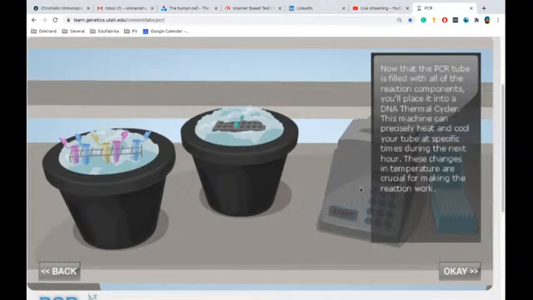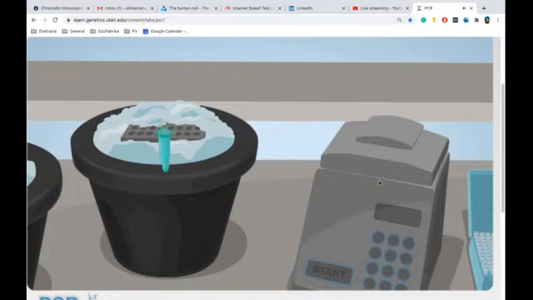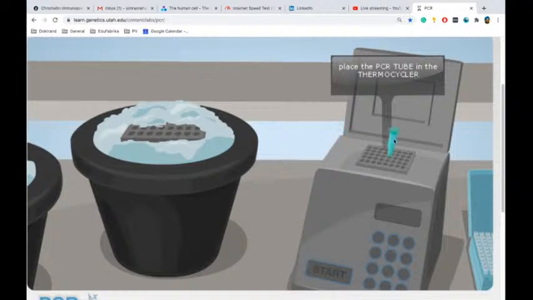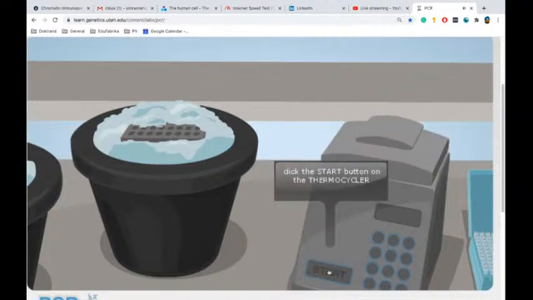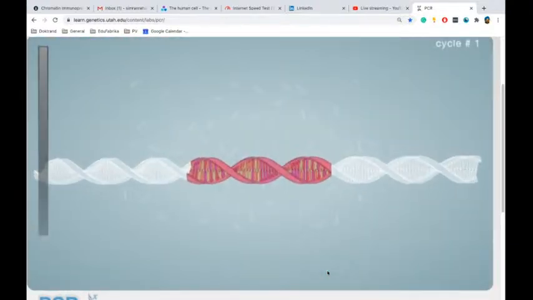This machine will precisely heat and cool the tube at specific times during the next hours, and these changes in temperature are crucial for the reaction to work. So drag the PCR tube to the thermocycler. This is the thermocycler. Close it and then start. So what happens inside the tube, we will see now.